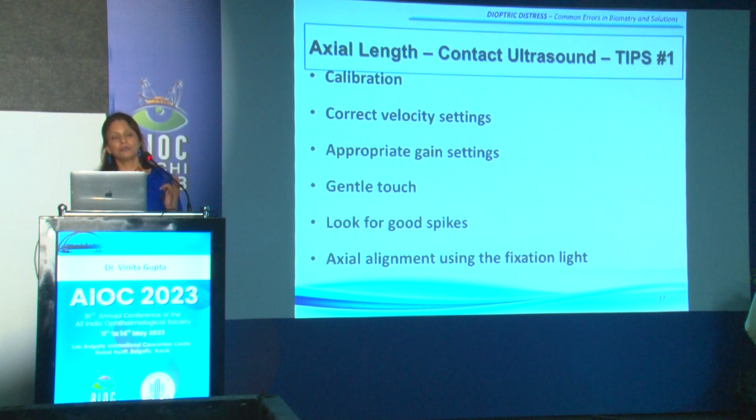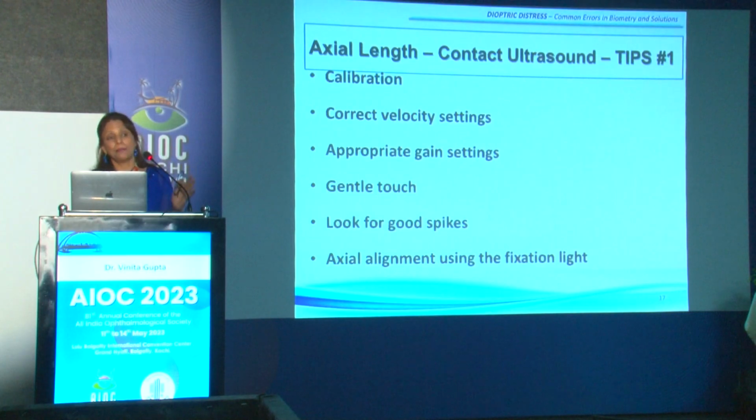Again, the tips for this are, please always calibrate your instruments, set the velocity settings correctly and the gain settings appropriately. A very, very gentle touch if you're using a contact biometer, a contact probe. Ensure that there's no indentation happening, because that is a major source of error. Look for good spikes. What are good spikes? I'll show you in the next slide, the diagrammatic representation of that.